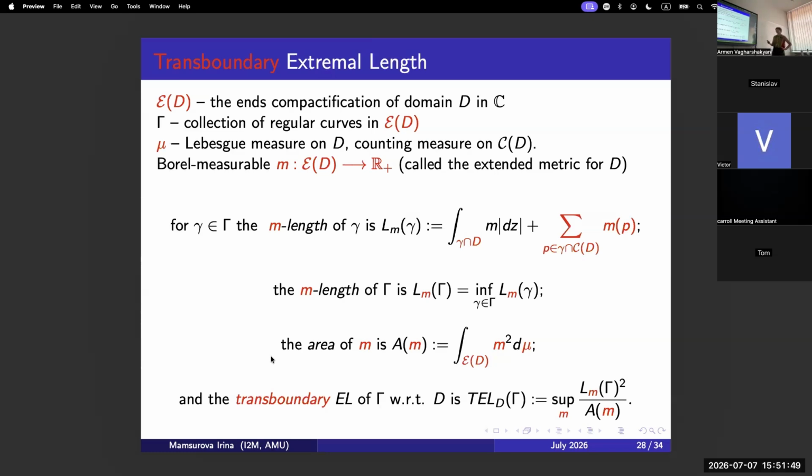What is mu? We added... we have a domain with connected components, and we shrink some of them to points. I will just say that I add a point measure at each of those points.